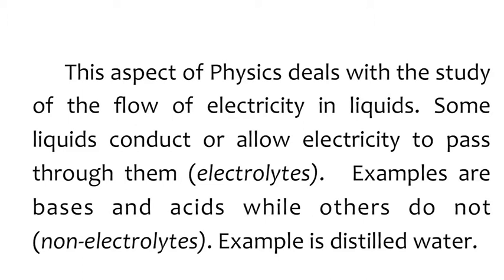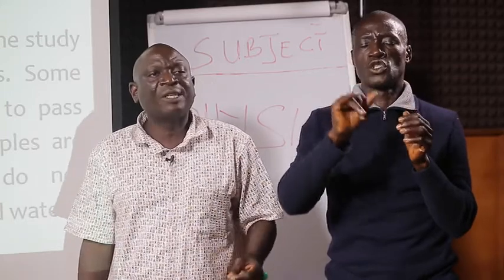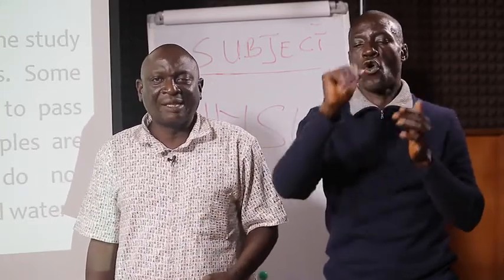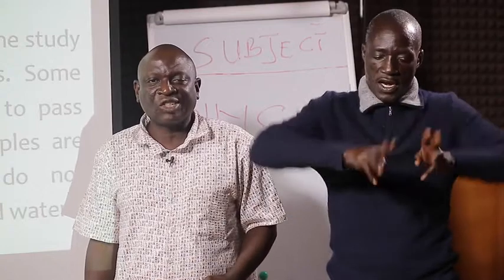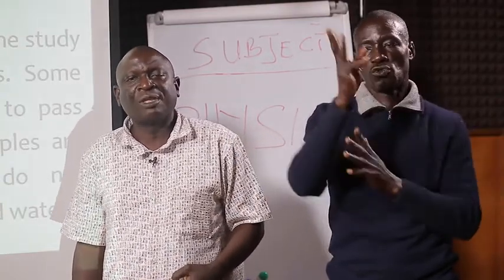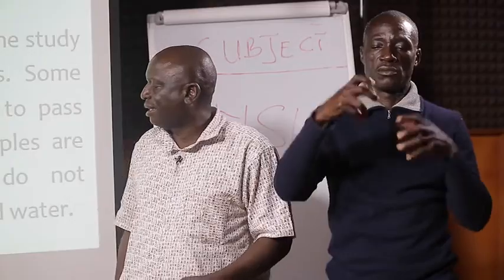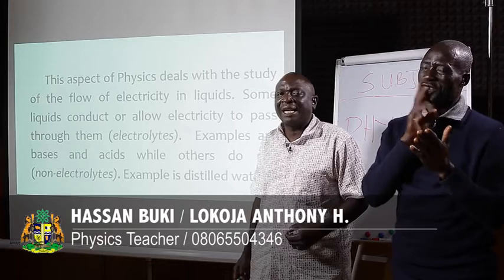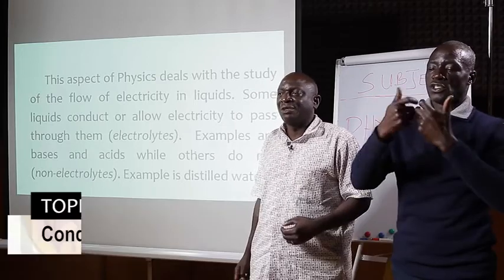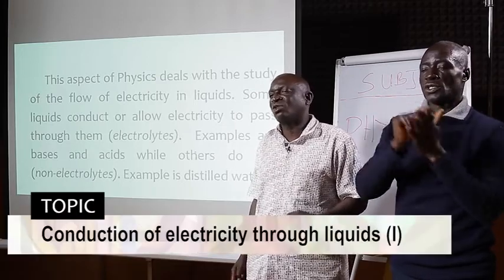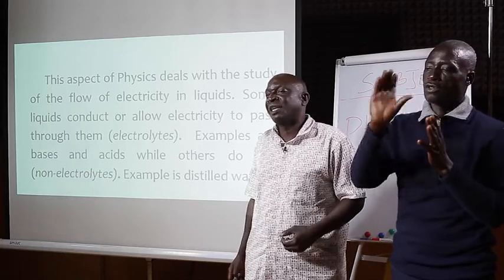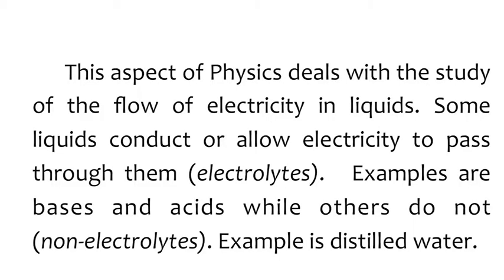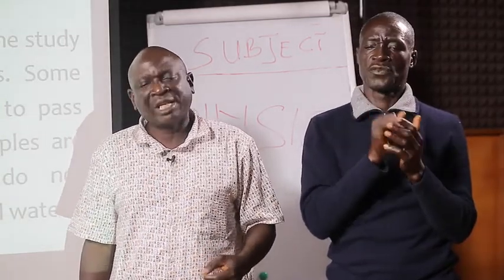Examples are bases and acids. That means all bases and all acids conduct or allow electricity to pass through them, and we call them electrolytes. While others do not. That means there are some liquids that do not allow electricity to pass through them, that means they do not conduct electricity, and we call them non-electrolytes. An example is distilled water. Distilled water is a non-electrolyte.